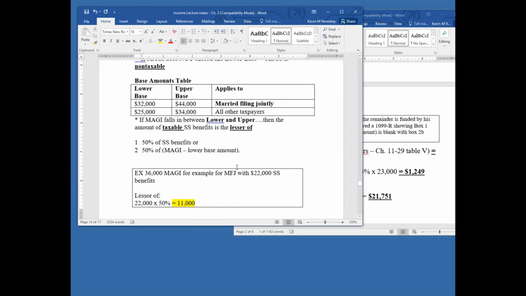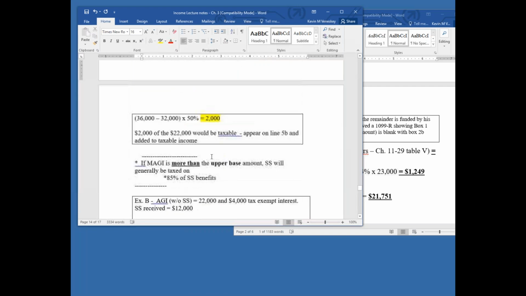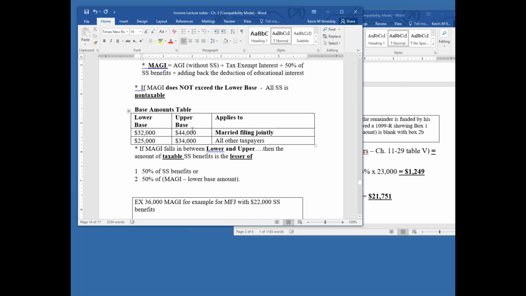So if you had maybe 10,000 in Social Security, and you did happen to fall with all your other income above one of these two numbers, out of that 10,000, you would have to put 8,500 on your tax return as taxable income.